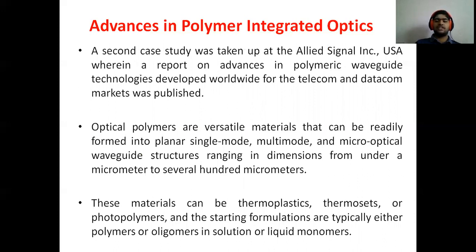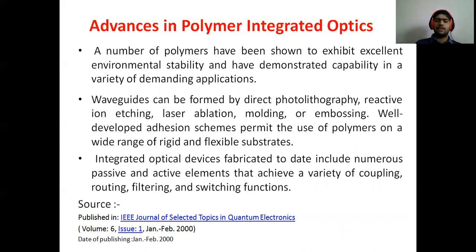Optical polymers are versatile materials that can be readily formed into planar, single-mode, multi-mode, and micro-optical waveguide structures ranging in dimensions from under a micrometer to several hundred micrometers. These materials can be thermoplastics, thermosets, or photopolymers, and the starting formulations are typically either polymers or oligomers in solution or liquid monomers. A number of polymers have been shown to exhibit excellent environmental stability and have demonstrated capability in a variety of demanding applications.